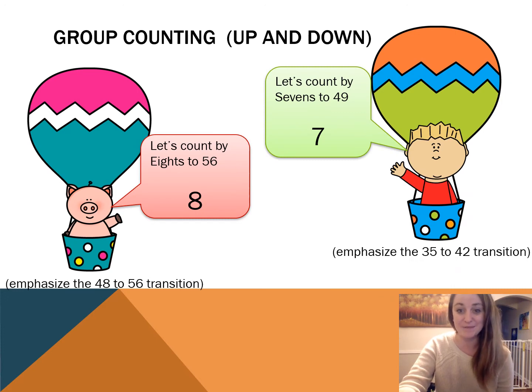Let's keep going and count by 7s to 49. Let's wiggle it out, bring it close, count by 7s to 49, and go. 7, 14, 21, 28, 35, 42, 49. Bring it down. 49, 42, 35, 28, 21, 14, 7, 0.